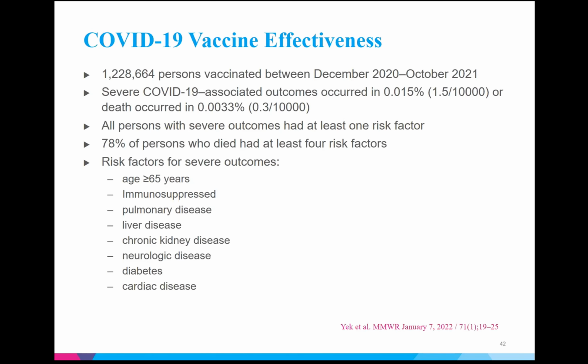All persons with severe outcomes had at least one risk factor, and these are all the risk factors that they listed. And the vast majority, 78% of people who died fully vaccinated, had at least 4 of these risk factors. So again, while not minimizing, people unfortunately are still going to die, but from COVID, it does, I could say, approach seasonal flu, right?